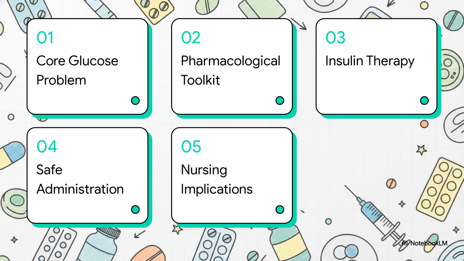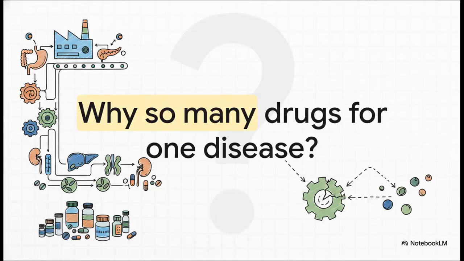Our roadmap for the explainer is pretty straightforward. 1. The core glucose problem. 2. The pharmacological toolkit. 3. A deep dive into insulin therapy. 4. Safe insulin administration. And finally, 5. Crucial nursing implications. If you look at a diabetic patient's chart, it often reads a bit like a pharmacy inventory, right?